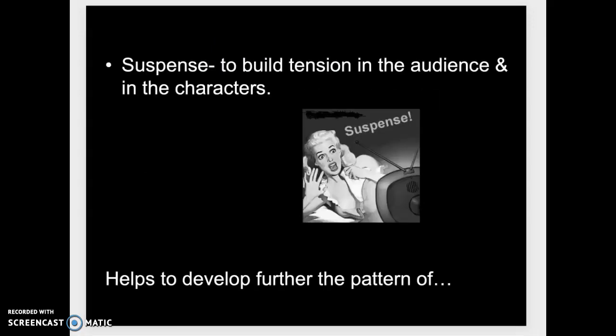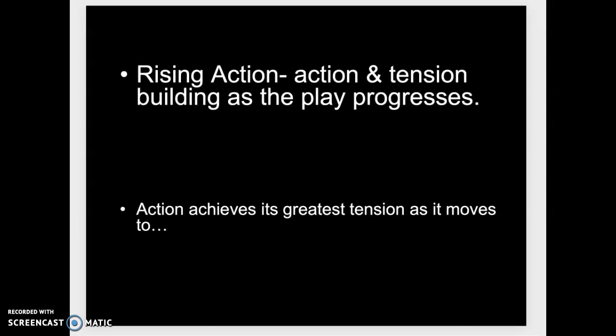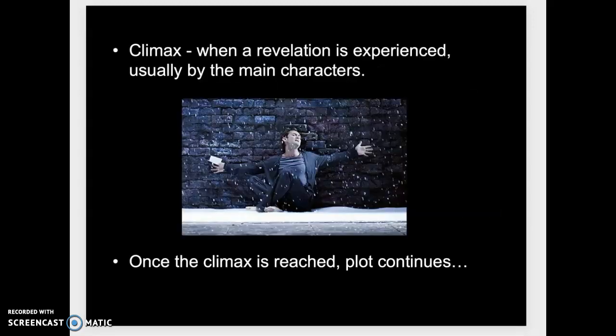Suspense is there to help build tension in the audience and in the characters, right? And this further develops the pattern of rising action, right? And suspense goes right along with conflict. So conflict and suspense help to build this action, right? The rising action is the action and the tension building as the play progresses, right? Action achieves its greatest tension as it moves to the climax of the story.